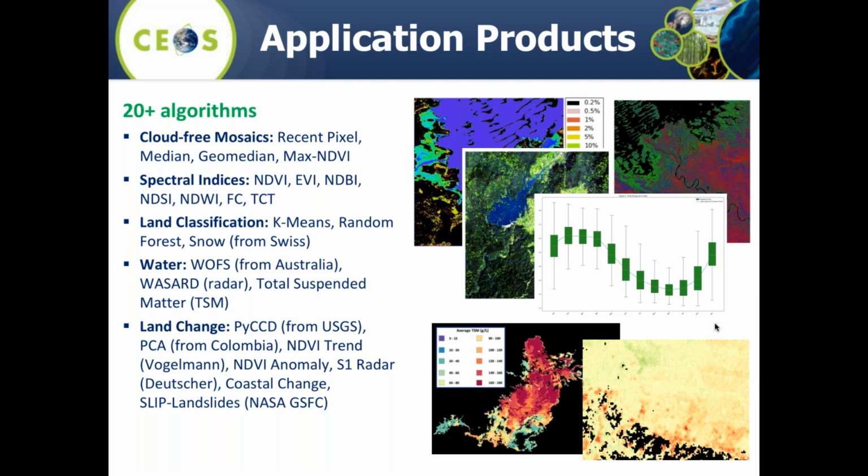PCA from Columbia and USGS has one called PyCCD. Those are pretty intense. I'm going to demonstrate for you in the next couple days some things we're doing with vegetation anomaly and vegetation indexes. So those are all quite interesting. So the summary here is that we have a group of algorithms that you can apply to the cube.